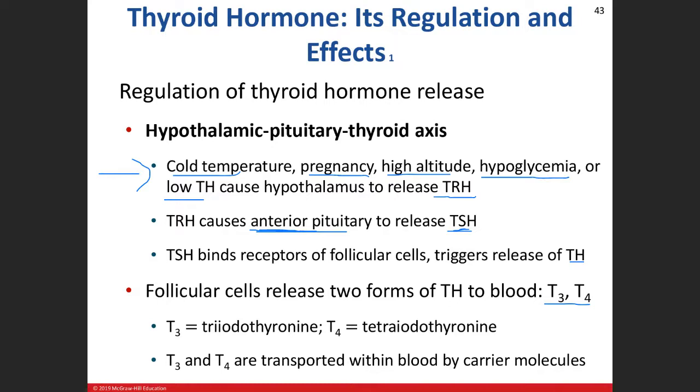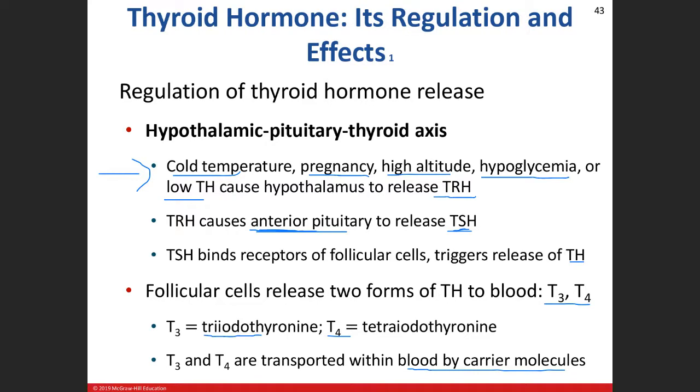So we've got the triiodothyronine and the tetraiodothyronine, the T4. Once they're released into the blood, they will immediately bind onto carrier molecules. Here's the thing: not all of it binds onto a carrier molecule. So some is going to be free floating.